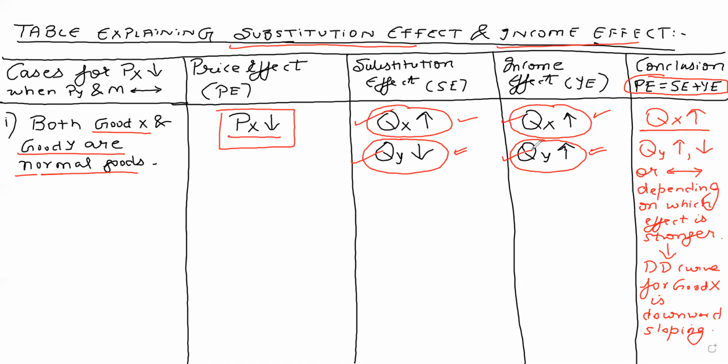By substitution effect also good X is rising. By income effect also good X is rising. That means if you talk about price effect, it's the sum of SE and YE. That means when Px falls, Qx is rising. That means there is inverse relationship between price and quantity. That means demand curve for good X is downward sloping. So hoping all students have understood this case, okay, and have no doubts.